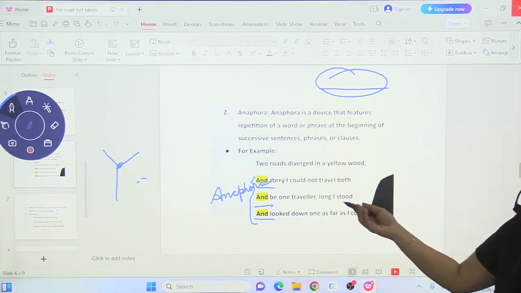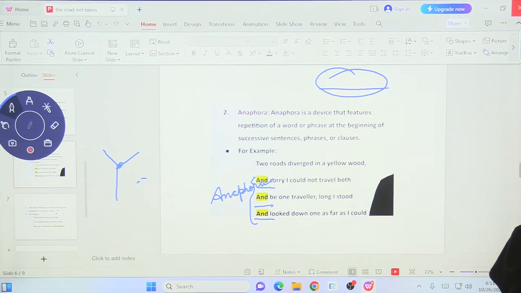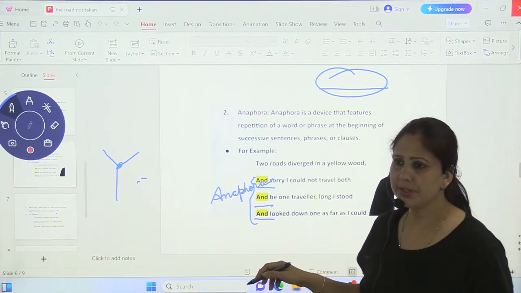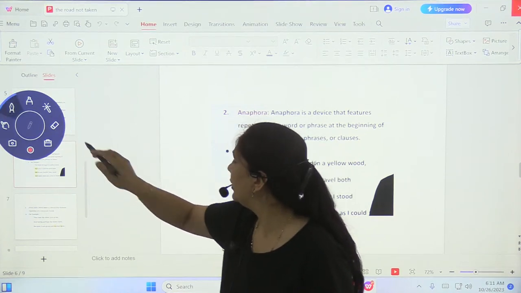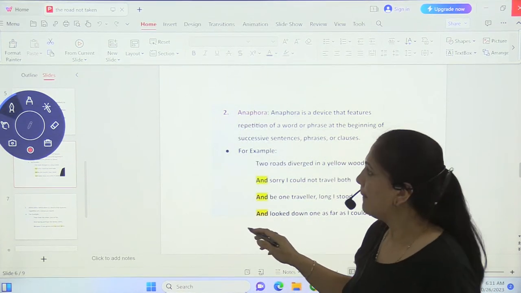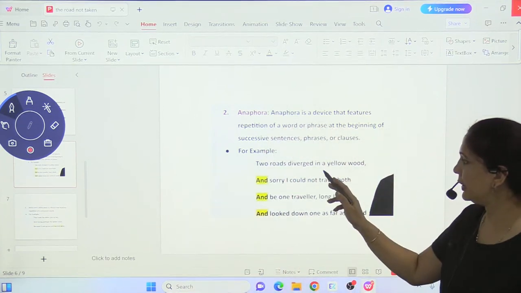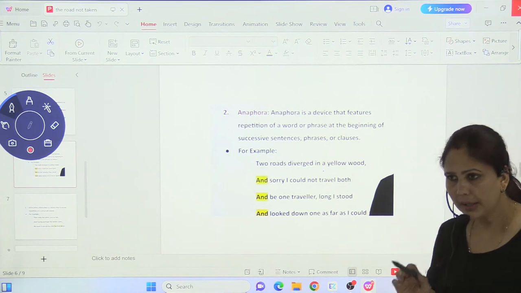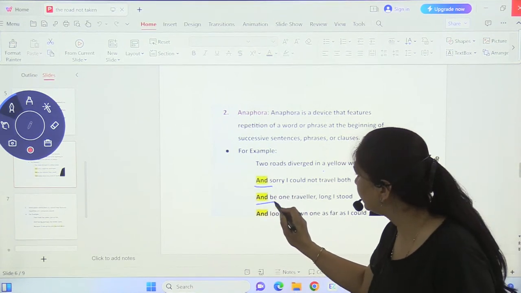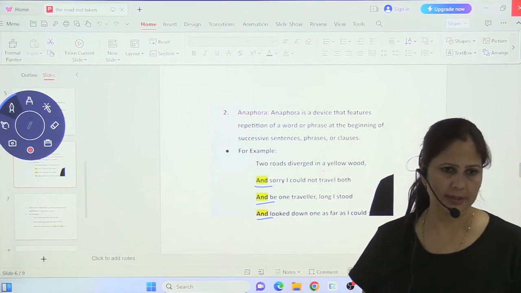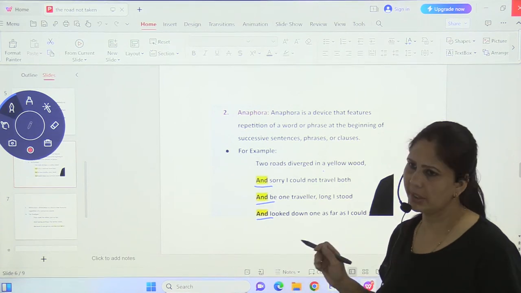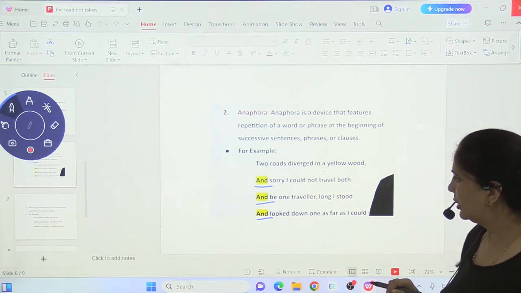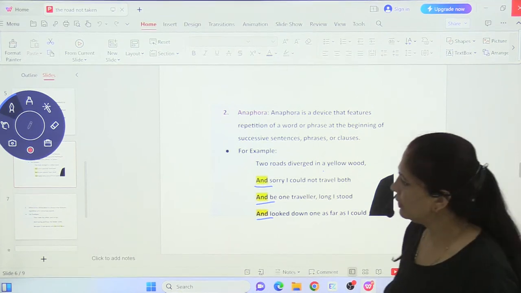Now you will say, ma'am, this is repetition, because the word is repeated. But what is the difference between anaphora and repetition? In anaphora, the word is repeated in consecutive lines, one after another. But in repetition, a word can repeat anywhere, here, here, anywhere. Anaphora is always at the first place and in consecutive lines. Repetition can be a word or a line repeated here and there. Understood the difference? Okay, moving on to the next one.